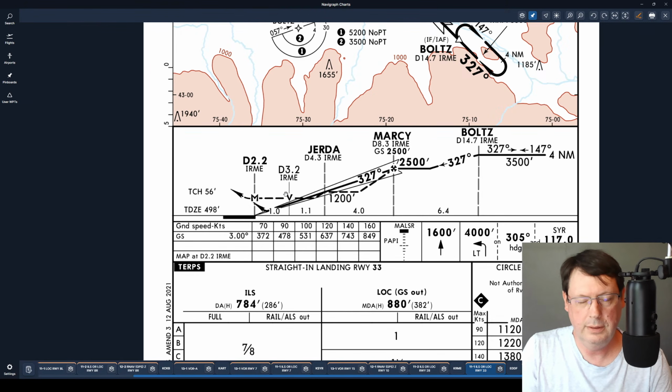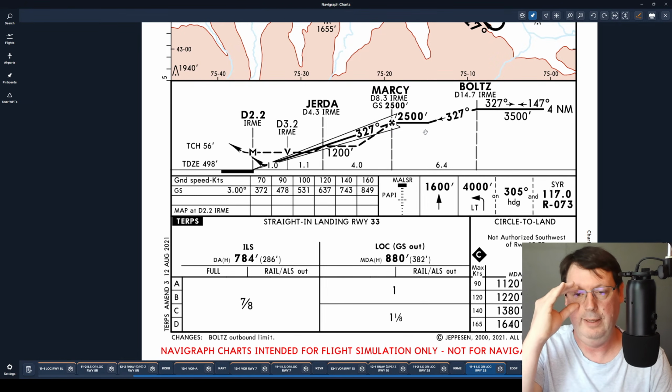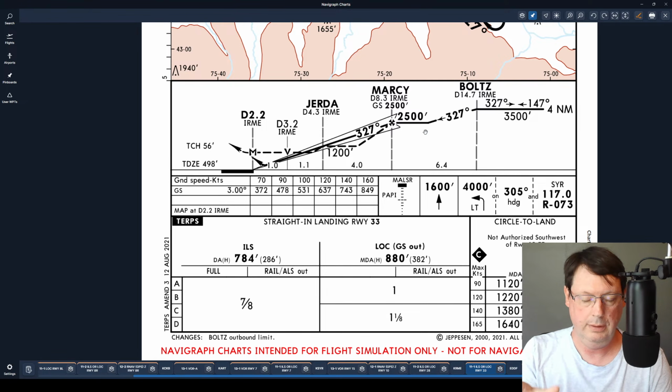But it's more relevant for the localizer approach, and I'll explain why in a second. Well, let's talk about the localizer approach. So what's the difference? How do you fly the localizer approach versus the ILS approach, and why might you fly the localizer approach as opposed to the ILS approach?